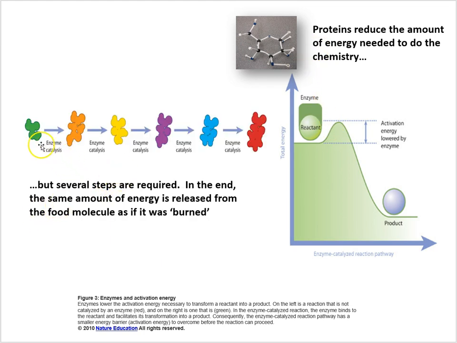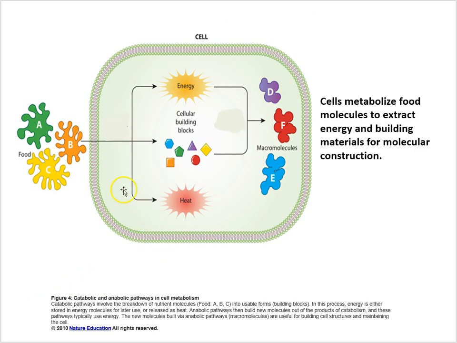In reality, inside a cell, it's a team of proteins that are each doing one step in a long chain of chemical reactions. So several steps are required. But in the end, the same amount of energy is released from the food molecule as if it was burned. So you can take a flame and burn sugar and get your waste products and then some released energy, or you can have a team of proteins step by step breaking each of these chemical bonds. You'll still release the same amount of energy, but you won't need as much energy in the beginning to get the process started. So let's put it all together now and see what cells are doing when they import food.